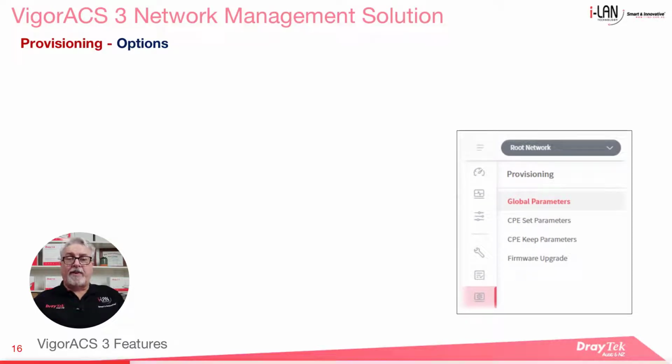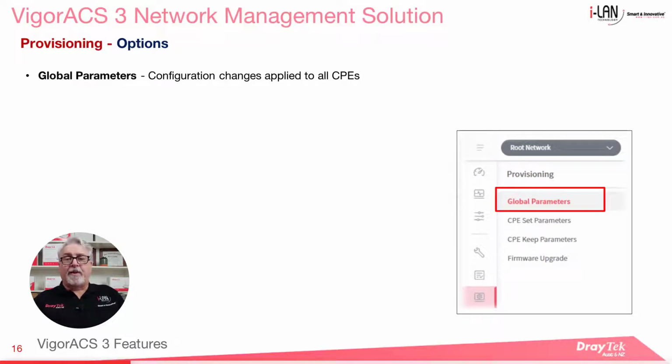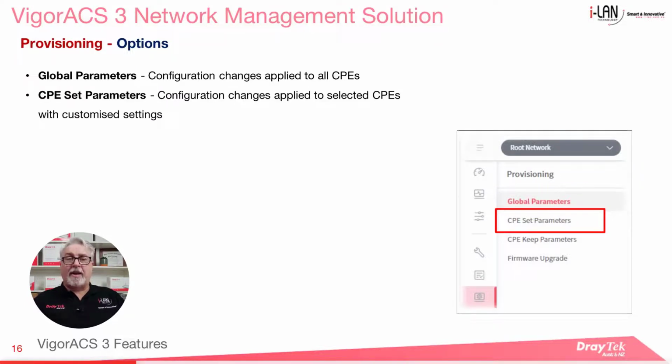The first one is to provision using global parameters. This allows the configuration changes to be applied to all CPE devices. For example, you may want to set up an identical firewall rule to apply to all routers in an organization. This can be done simultaneously using ACS3. Next we have CPE set parameters. This is used where you may want to customize settings in a particular CPE. For example, you may want each site to have a unique SSID for their Wi-Fi networks.